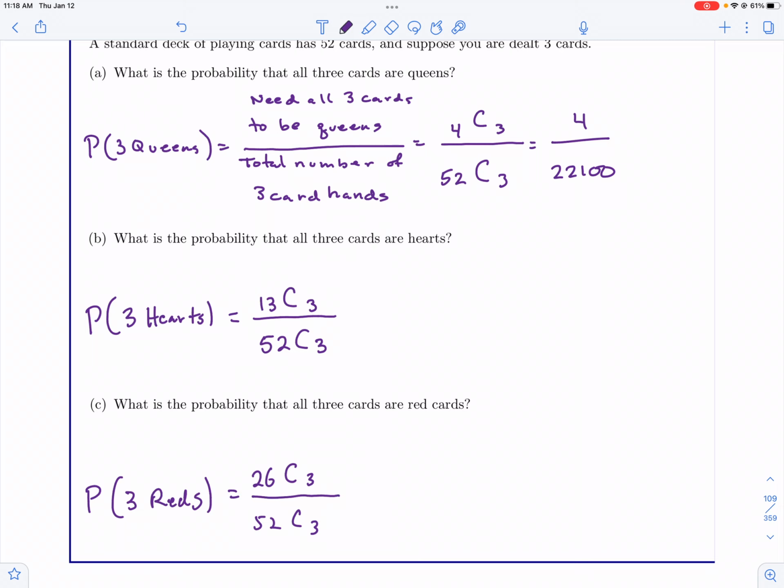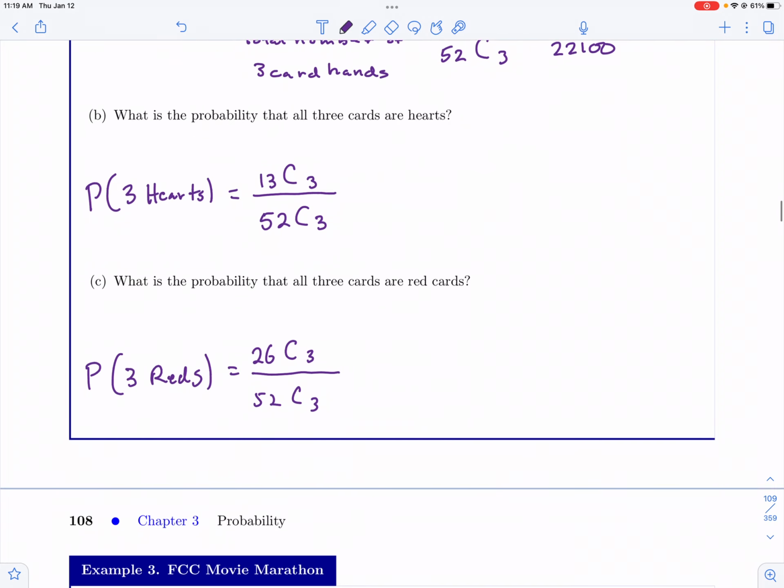26C3 over 52C3. And so again, go back later, type these in the calculator, or do it now so you can fill it along in your notes what the numbers would look like. But again, make sure you leave them in fraction form. All right, so that's our combination.